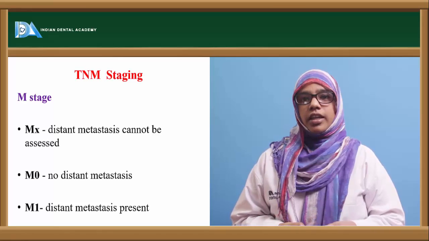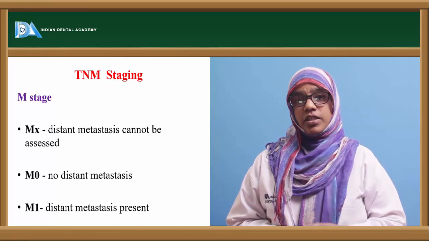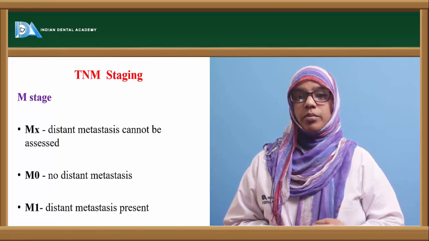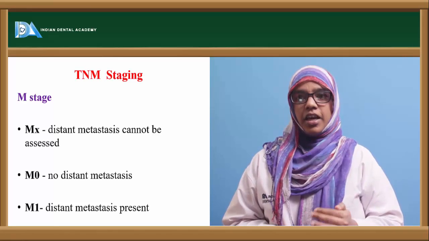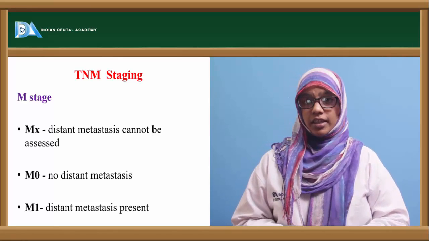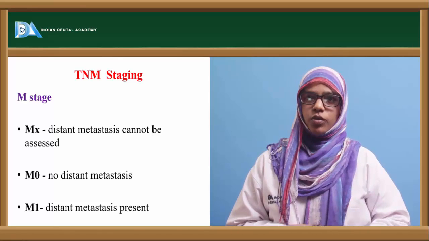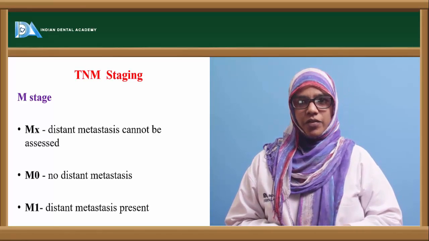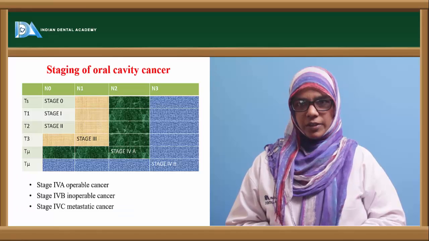Now let's move to the M staging. M staging, as I mentioned earlier, is nothing but distant metastasis. MX stands for distant metastasis that cannot be assessed, whereas M0 is no distant metastasis. M1 is distant metastasis is present.